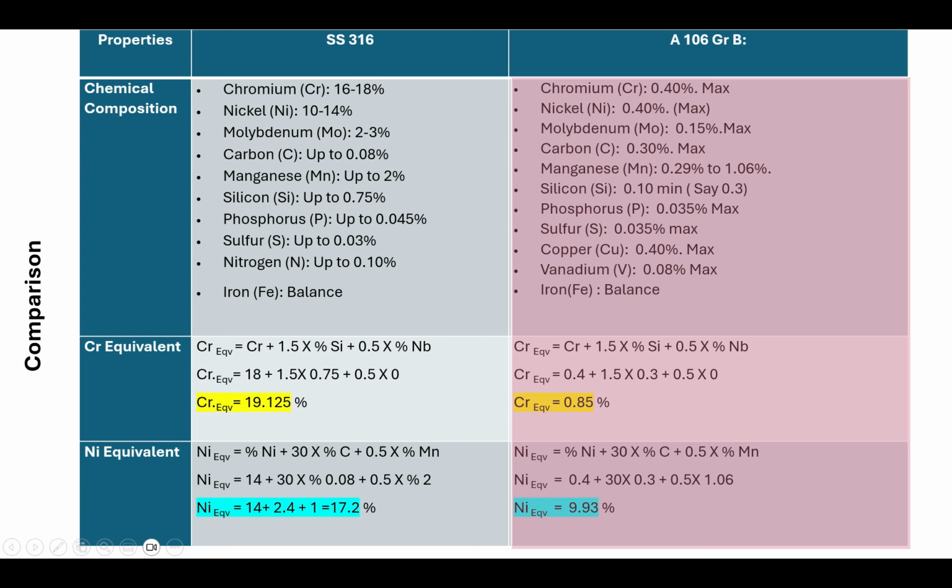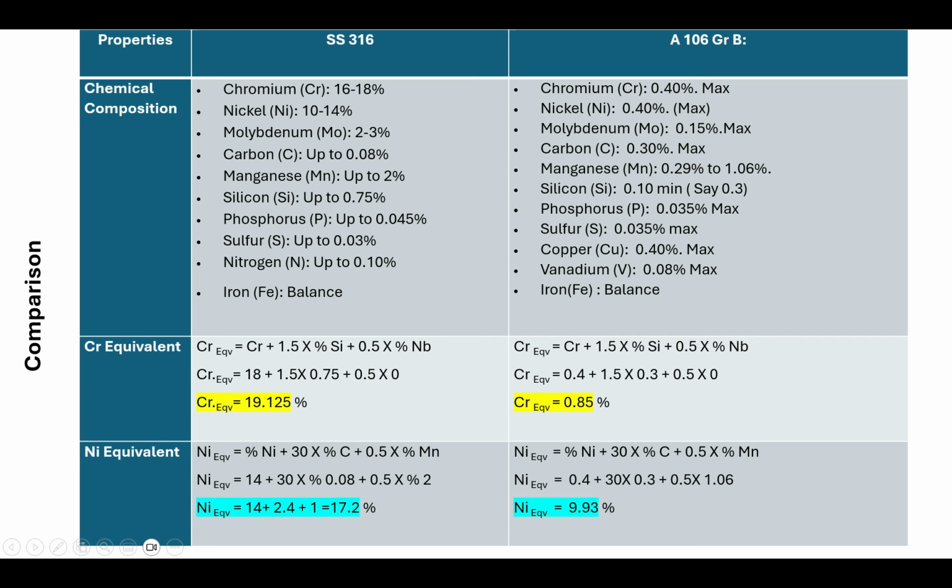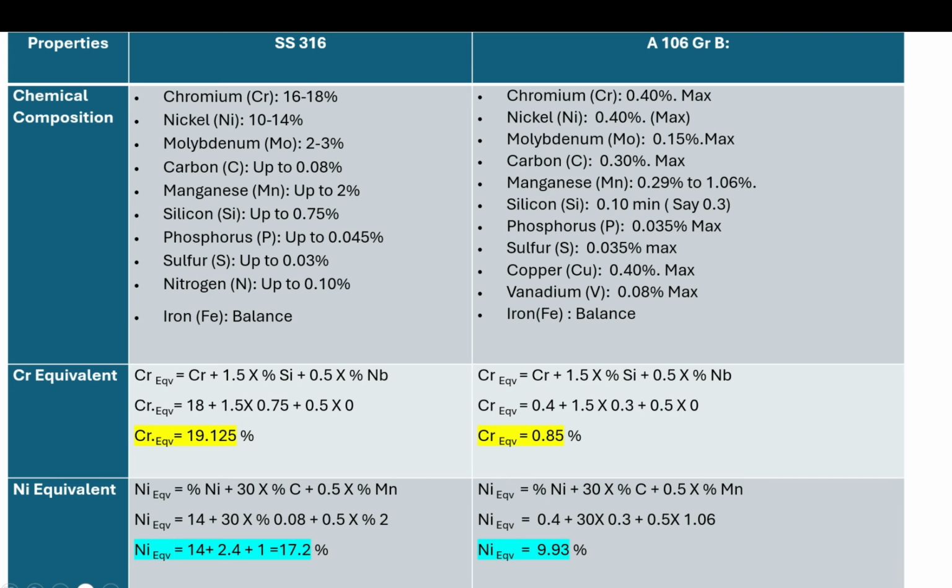That's stainless steel 316. Now, if you look at A106 grade B, chromium is only a trace, 0.4% maximum. Nickel is only 0.4, where it is 10 to 14% in 316. Molybdenum is 0.15 max. The carbon percentage is 0.3, which is quite high in A106 grade B, where it is 0.08% in 316. Based on that, using the formula, the chromium equivalent of A106 grade B is 0.85%, and the chromium equivalent of SS316 is 19.125. The nickel equivalent is 17.2% for SS316 and 9.93% for A106 grade B.